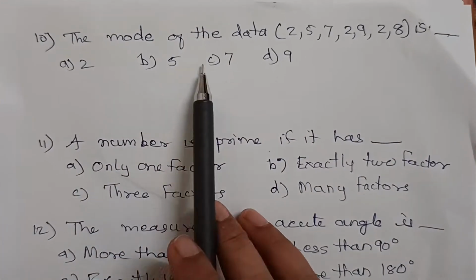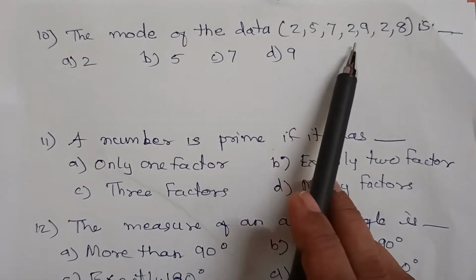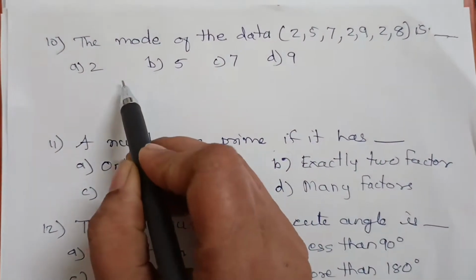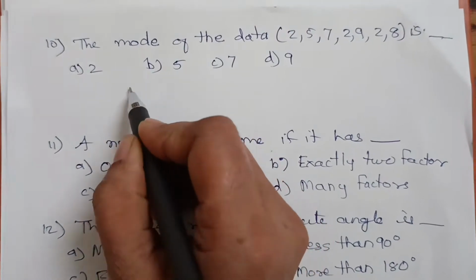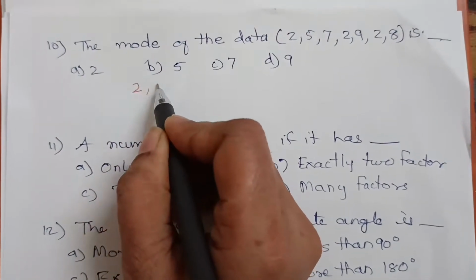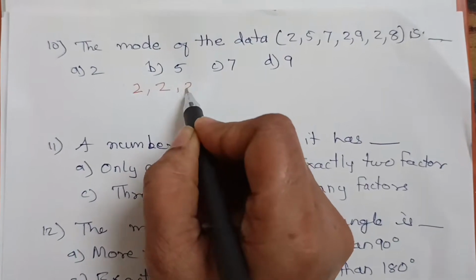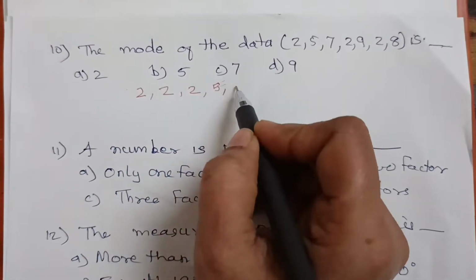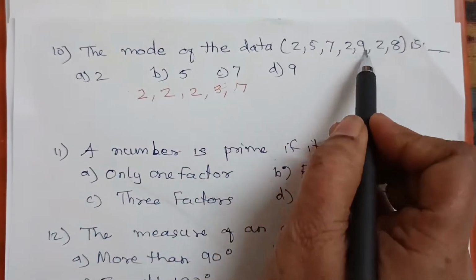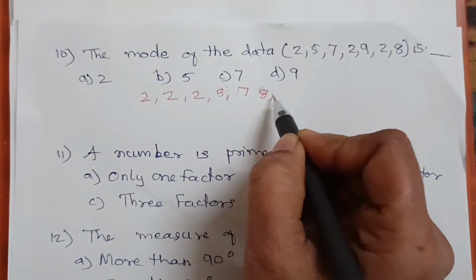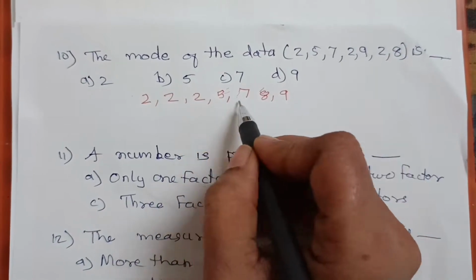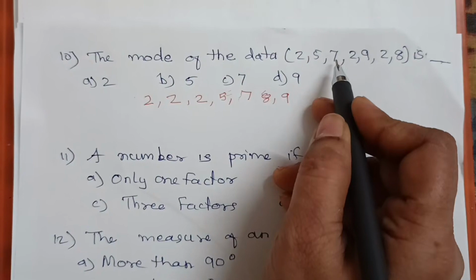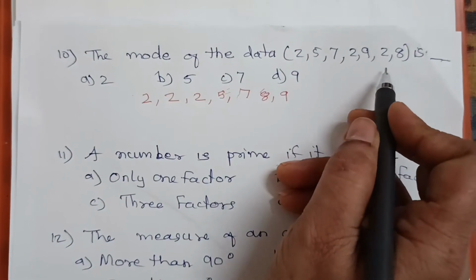Question number 10. The mode of the data 2, 5, 7, 2, 9, 2, 8 is dash. To find out the mode, we have to first write all these numbers in ascending order. That is 2, 2, 2, then it comes 5, one time only, then 7, then 8 and 9. 7 numbers are there.